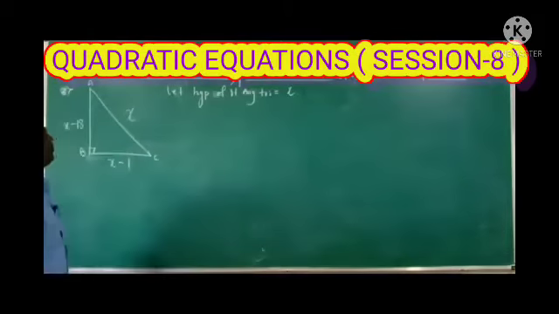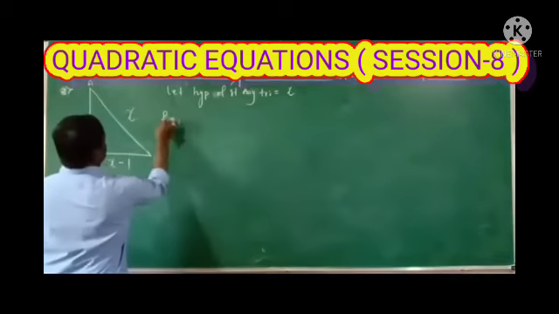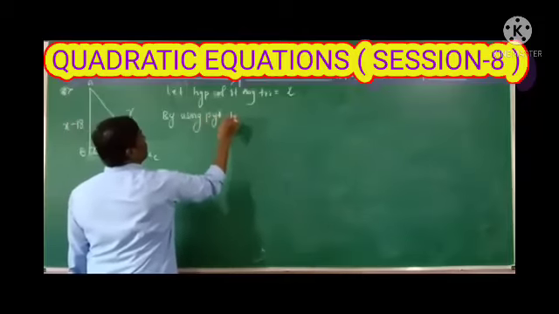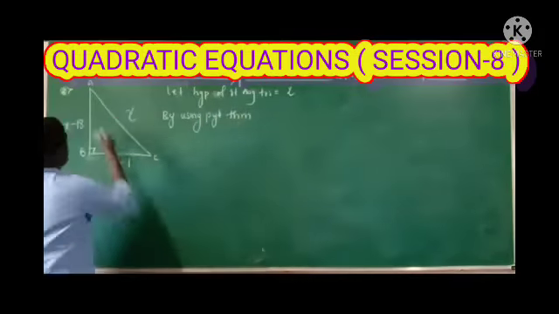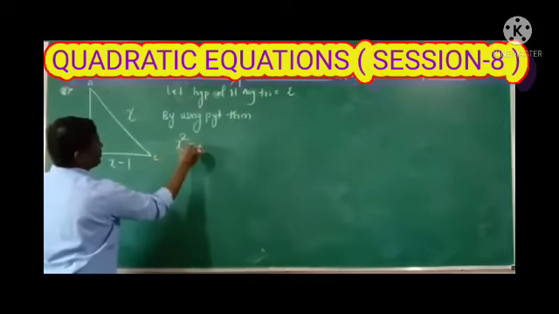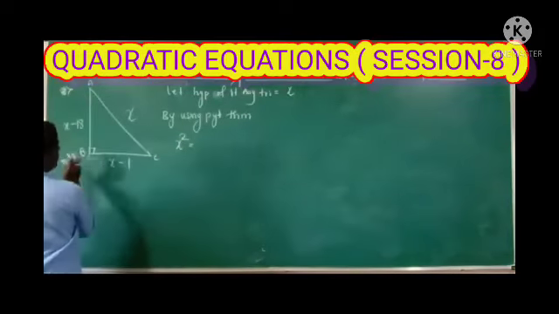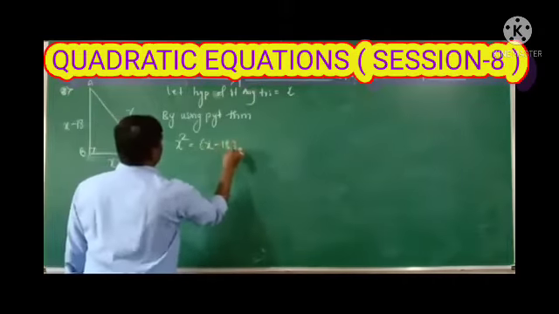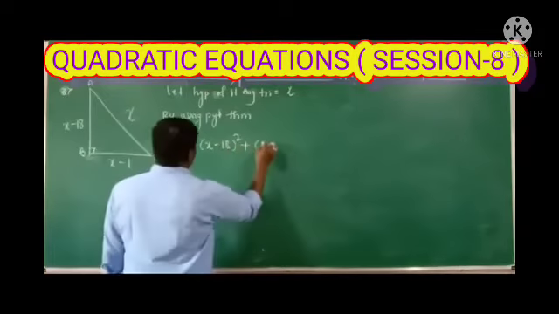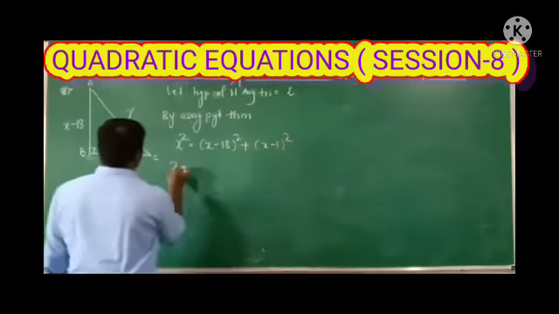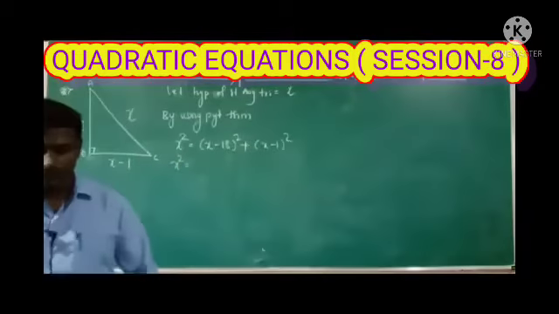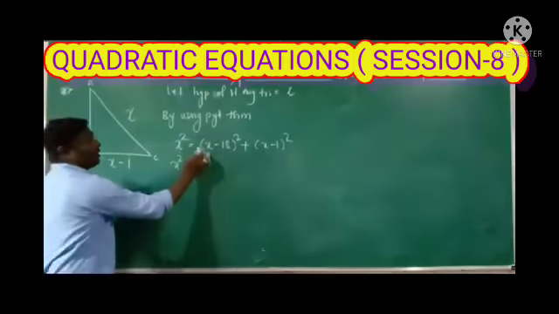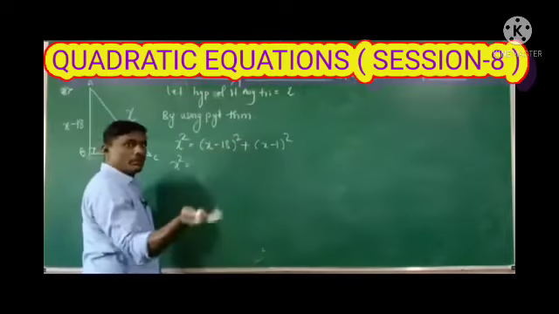Now, by using the Pythagoras theorem, the hypotenuse is x square. AC square is equal to AB square plus BC square. So x square is equal to x minus 18 whole square plus x minus 1 whole square. x minus 18 whole square is in the form of a minus b whole square.